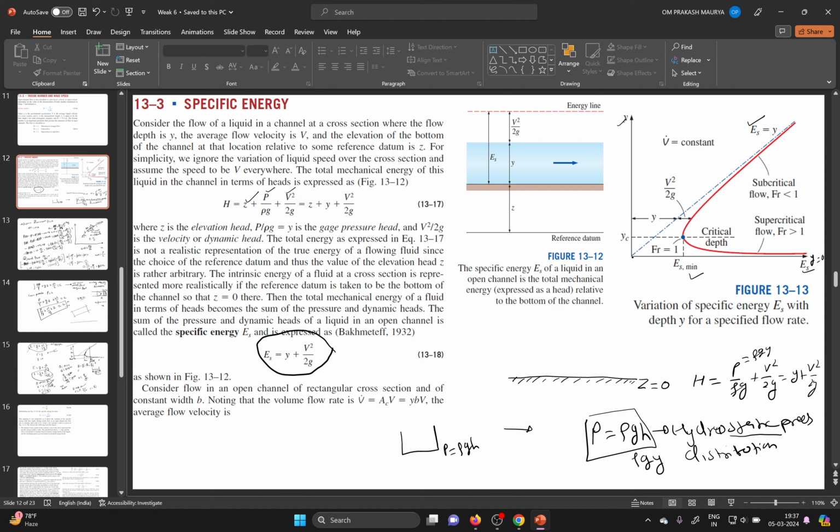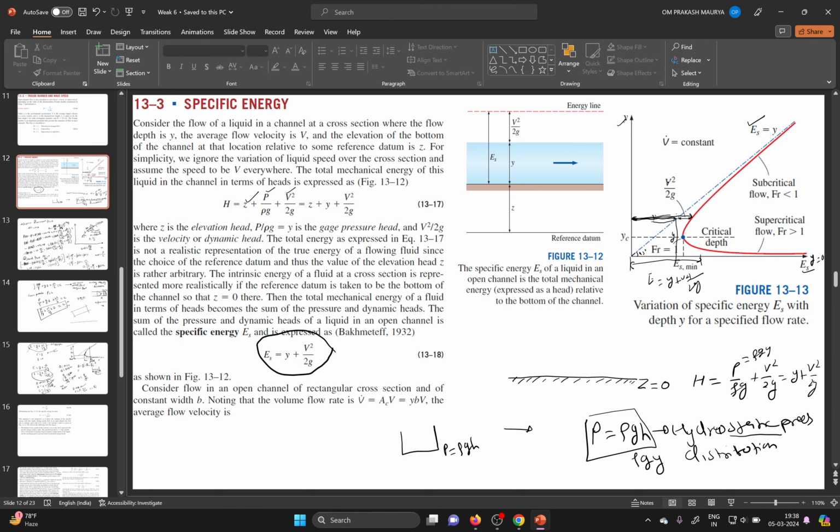Up to this line you represent y, because this is a 45 degree line. If it is a 45 degree line, this depth and this will be equal. So if it is y, then it will also be y. So this represents the y, and the remaining term represents your v square by 2g, because this line represents what? This line represents your E. E has two terms, y plus v square by 2g. If up to this line your y is represented, the remaining part represents the velocity.